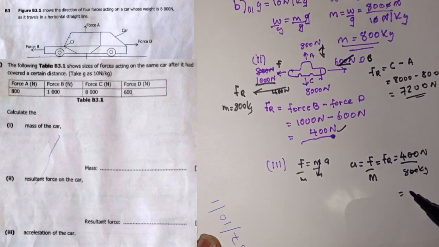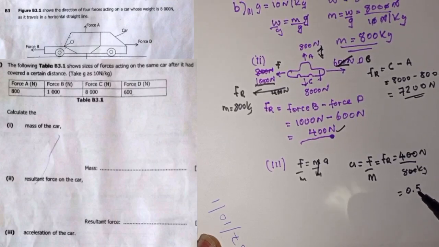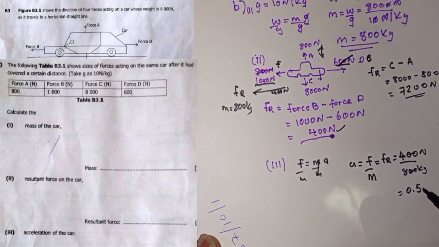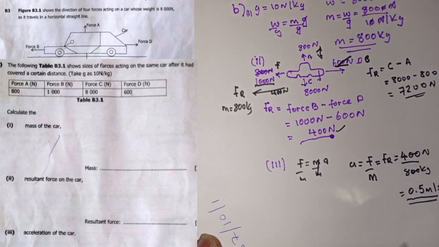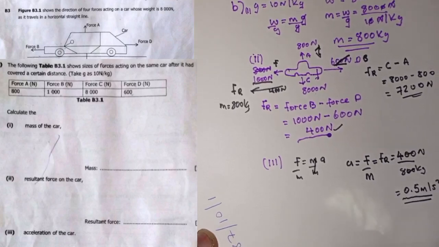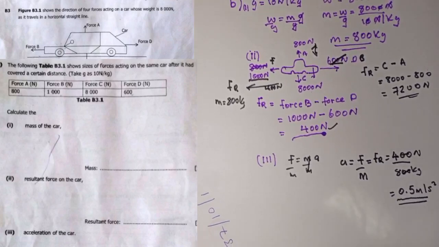And there you get 0.5 meters per second squared. Those are the units for acceleration. So that is the answer to question B3. Now we go to the next question.